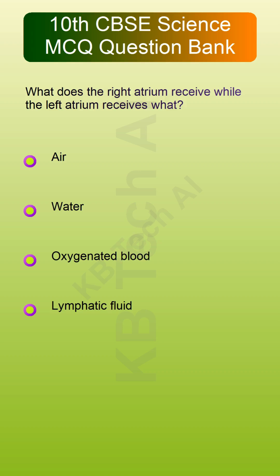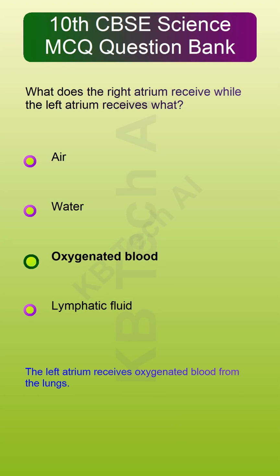What does the right atrium receive while the left atrium receives what? Option 1, air. Option 2, water. Option 3, oxygenated blood. Option 4, lymphatic fluid. The answer is, option 3, oxygenated blood.